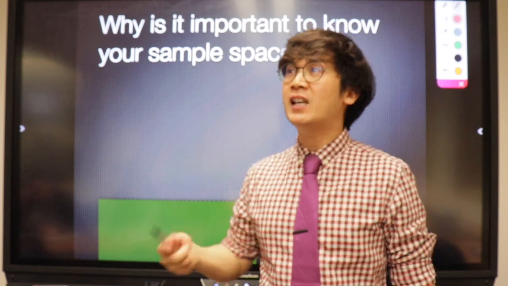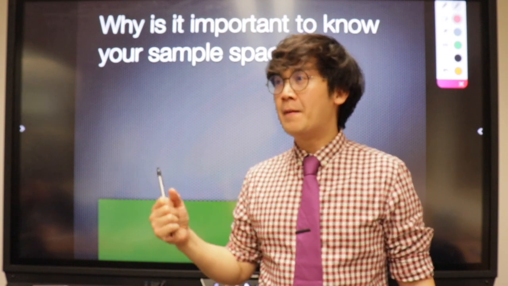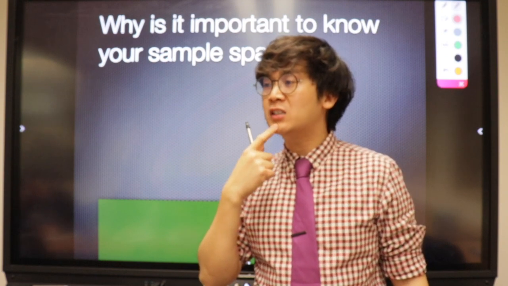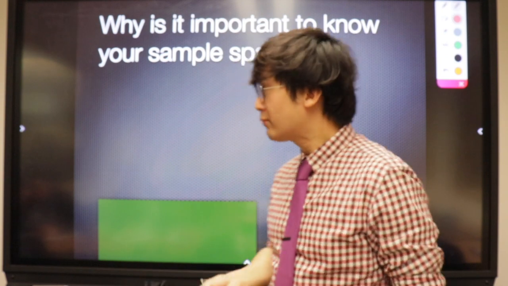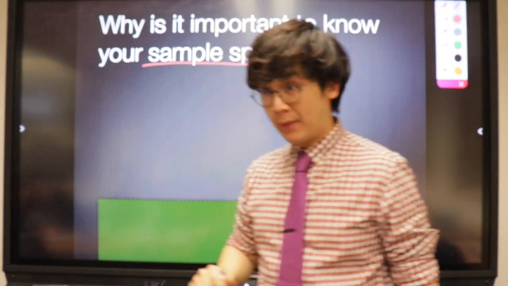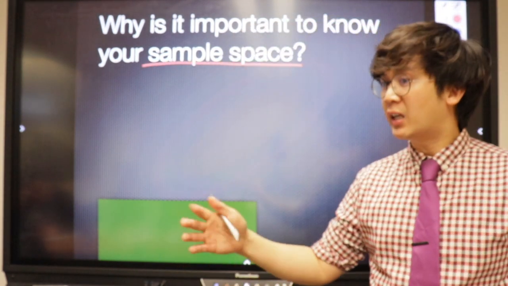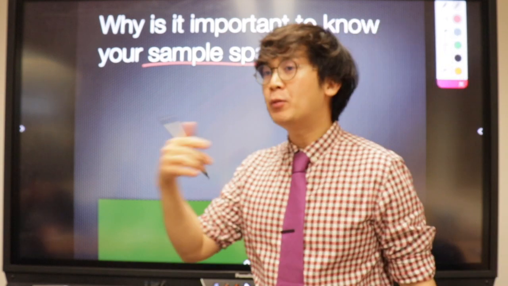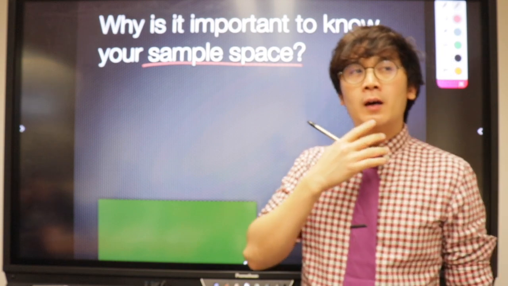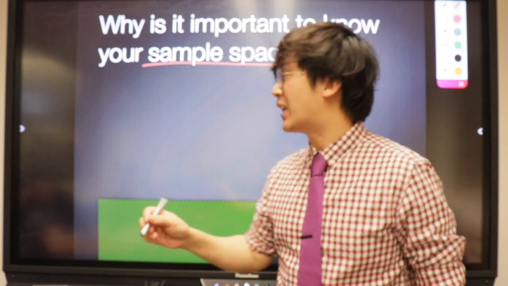Since statistics and probability go together, this is where it requires you to actually understand the language that we're using. The first thing that you need to understand is the sample space. I hope that you have an idea of what sample space is. Sample space in statistics is basically the possible outcomes in a given experiment.